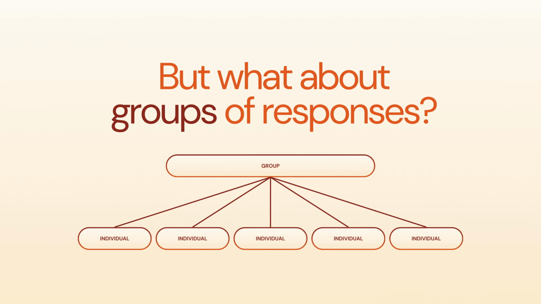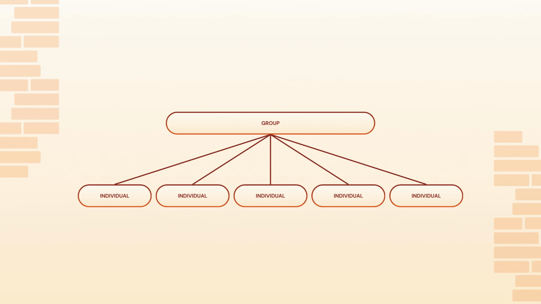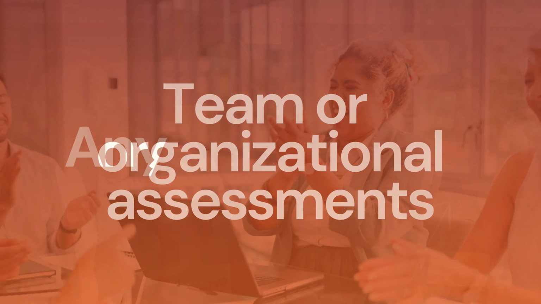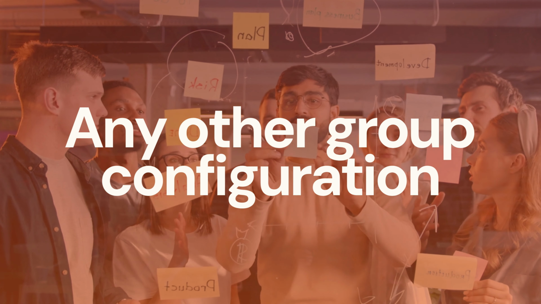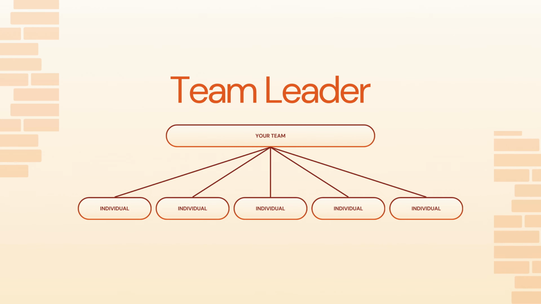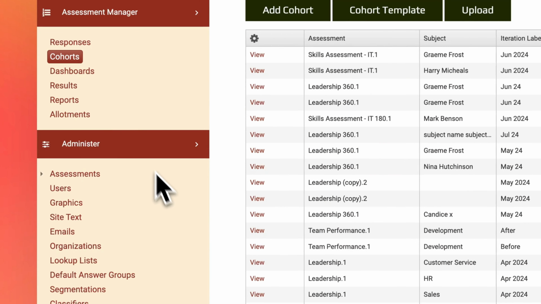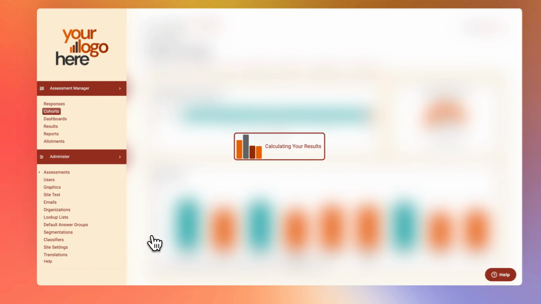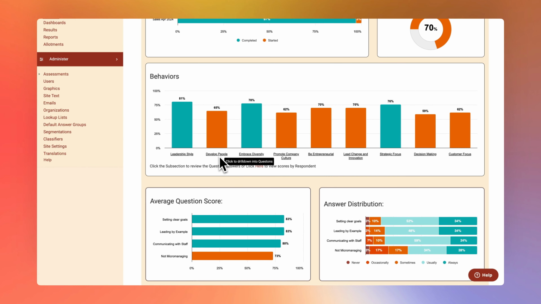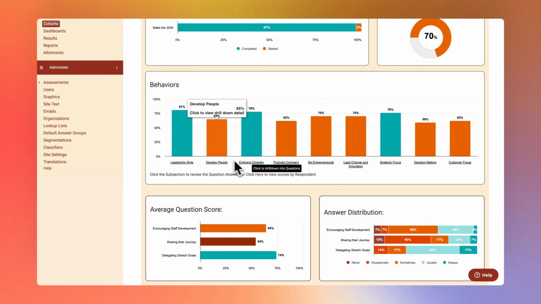But what about groups of responses? At Brilliant Assessments, we call groups of responses cohorts. These might be 360-degree cohorts, team or organizational cohorts, or any other group configuration. If you're a team leader, you may want to see how your cohort performed in an assessment. To do this, in the Assessment Manager, navigate to your cohort. If set up this way, results will display as a landing page. This landing page is also set up to drill down to individual responses in a heat map.